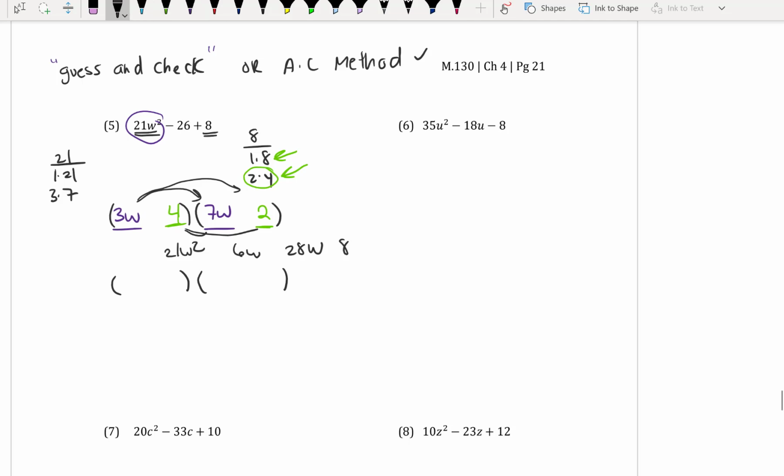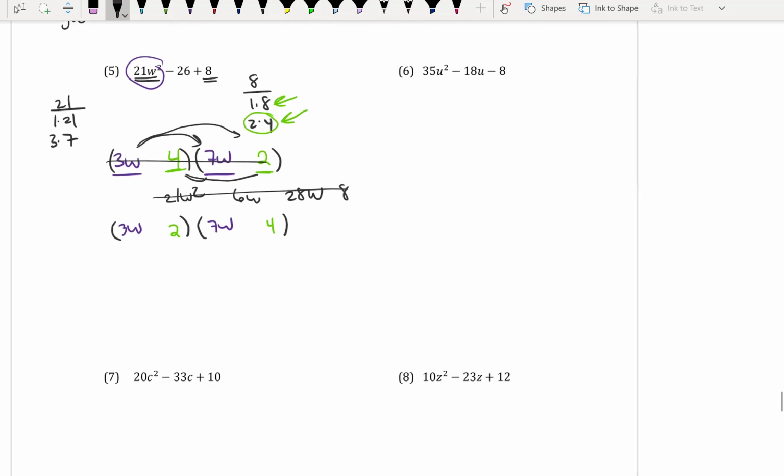But not all is lost. I'm going to try it again. So I'm going to try 3W, 7W. But now this time I'm going to try the 2 here and the 4 here. So I know I've tried that, and it didn't work out. So now let's try this new combination. Let's flip that 2 and the 4. So now I would get my 21W squared. I would get a 12W and a 14W and an 8 if I were to FOIL it out. So if I have 12 plus 14, that does give me a 26.